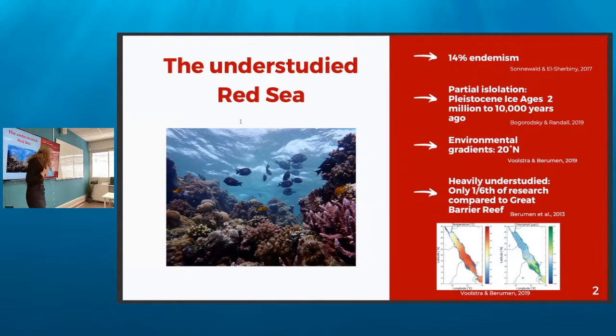Now, the Red Sea is partially isolated through the Bab el-Mandab Strait in the south here. Also, the Red Sea is characterized by several environmental gradients, which stretch along the main axis of the Red Sea. And there's a marked environmental shift at about 20 degrees latitude. So these environmental gradients significantly influence the biological communities in the Red Sea.